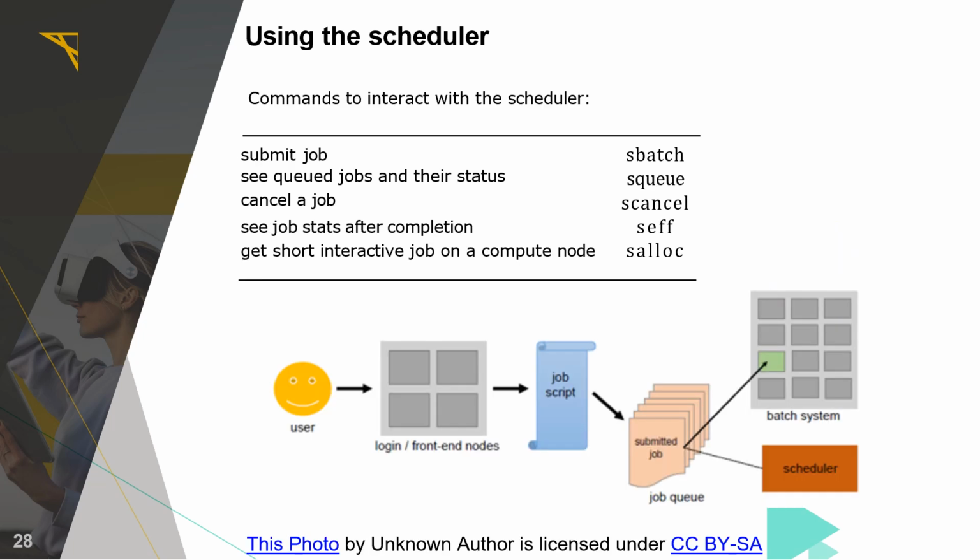So what you just saw are SBatch parameters to specify the compute resources that you use to submit or schedule your job, right? Now, there are also commands to interact with the scheduler, like the SBatch. So what we just saw was the SBatch parameters. Now, if you want to see queued jobs, I'm going to also show this because it can show you if your job is in queue, if it's running, you can use the SQ. If you're canceling a job, you use the cancel command. And if you are seeing the job stats after completion, you can use the SEFF. And then to get a short interactive job on a compute node, you can use salloc. We're going to use all these commands so that it's more clear. Now, this is just a brief overview.